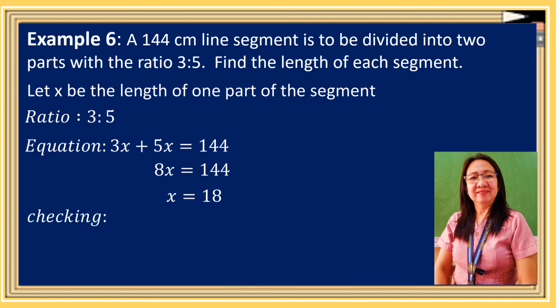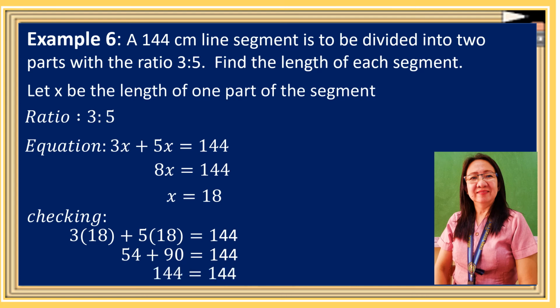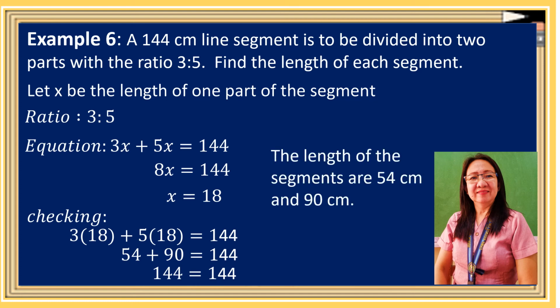Let us do the checking. By substituting 18 for x, we will get 3 times 18 plus 5 times 18 is equal to 144. So 3 times 18 is 54 and 5 times 18 is 90. Then adding 54 and 90 will give us 144. Therefore, the lengths of the segments are 54 centimeters and 90 centimeters.